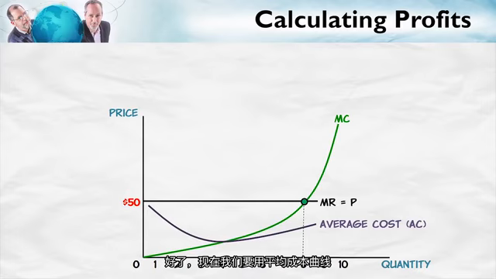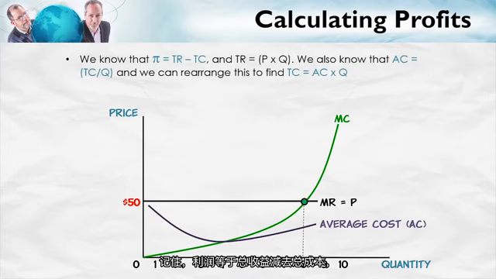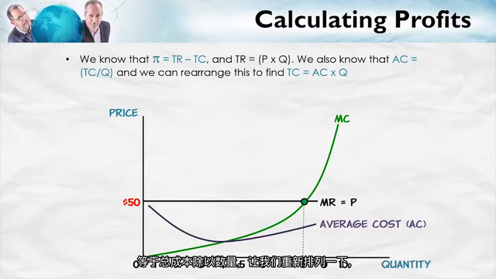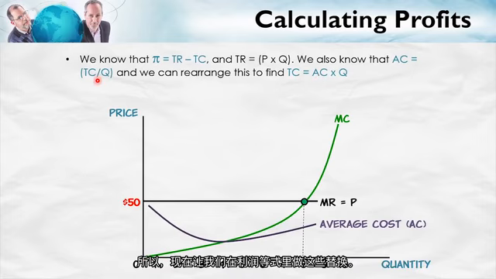Okay, now I said we could use the average cost curve to figure out profit, show profit on the diagram. We can do that with just a little bit of rearranging. Remember that profit is equal to total revenue minus total cost, and total revenue is price times quantity, P times Q. We also know that average cost is equal to total cost divided by quantity. Let's just rearrange that to tell us that total cost is equal to average cost times quantity. So just take this one and multiply both sides by Q.